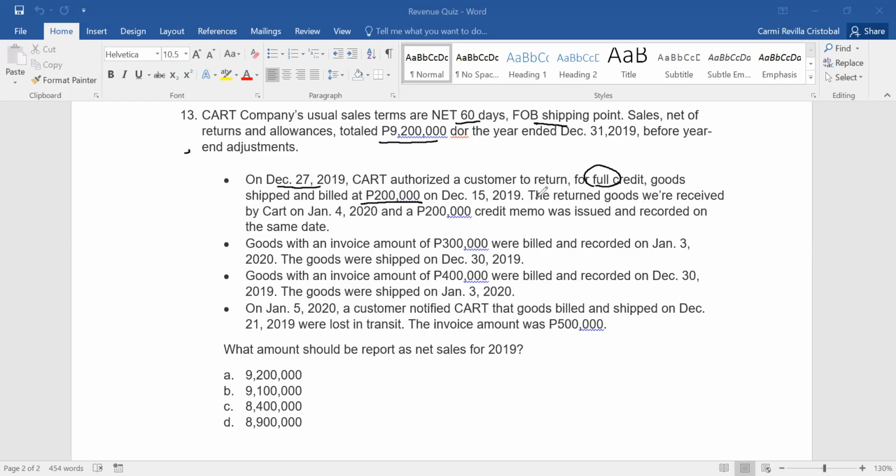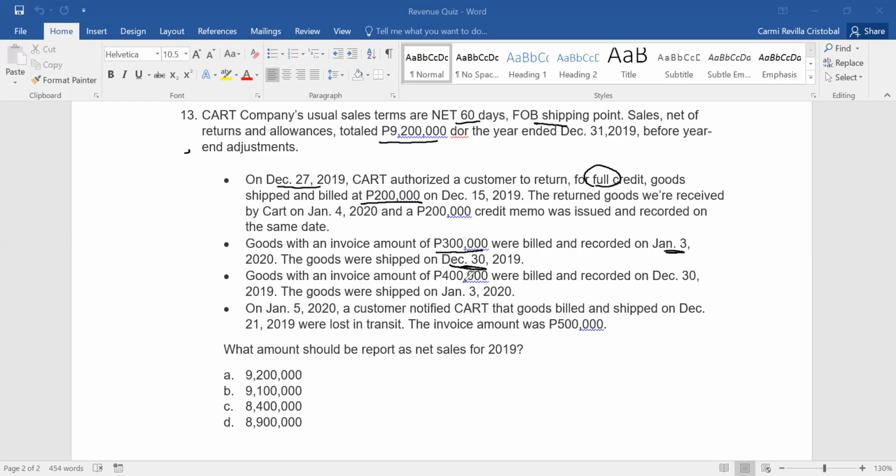The returned goods were received by CART on January 4. So, meaning, binalik talaga. And then, a 200,000 credit memo was issued and recorded on the same date. Okay? The same date, which means December 27. Take note of that, ha? Next, goods with an invoice amount of 300,000 were billed and recorded on January 3. Important yan. And the goods were shipped on December 30. So, take note of the important information, the date, the amount, the shipping date.